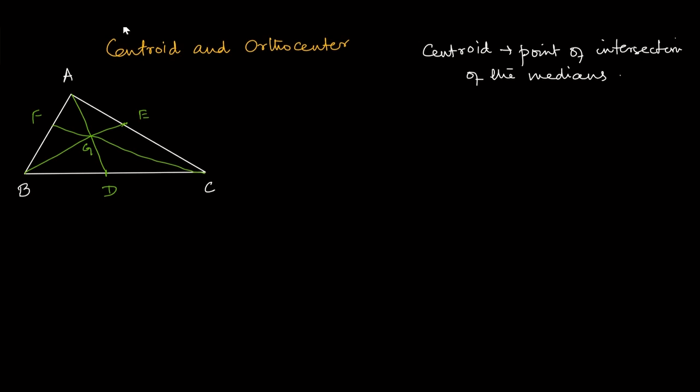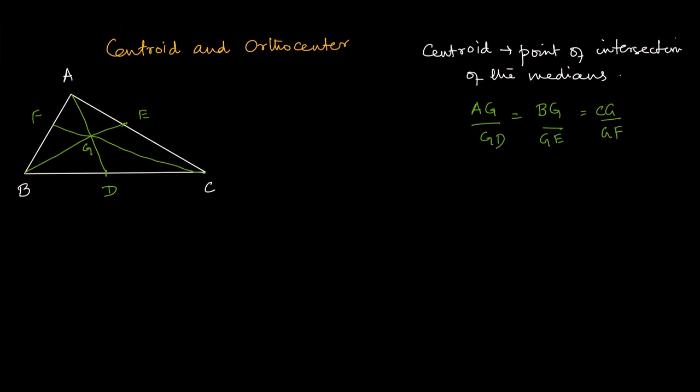First, look at the point G. Now we want to find out what is the ratio of AG by GD, that is AG by GD, and BG by GE, and CG by GF, right? This is what we'll first look at.